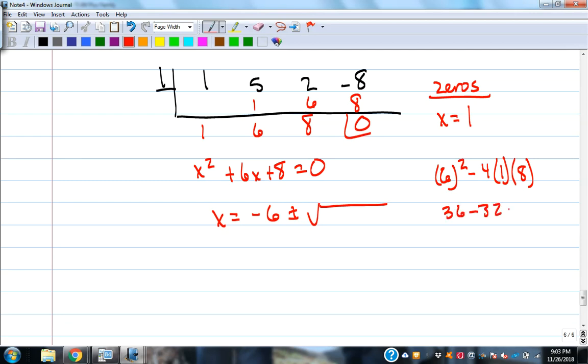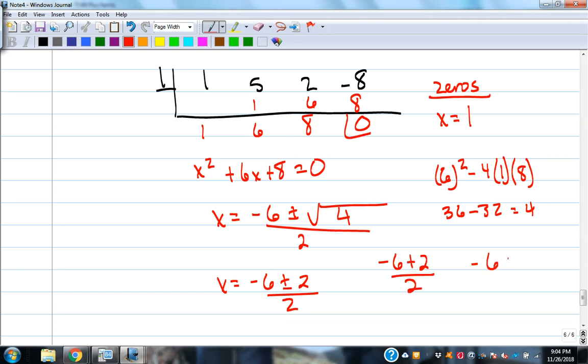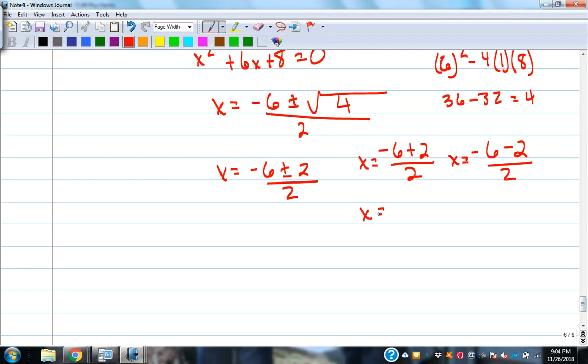36 minus 32 is 4. So we got the square root of 4 there. That's nice. And over 2 times 1 is 2. What's the square root of 4? 2. So we got negative 6 plus 2 over 2, and then negative 6 minus 2 over 2. Negative 6 plus 2 is negative 4, divided by 2, negative 2. Negative 6 minus 2 is negative 8, divided by 2, negative 4.